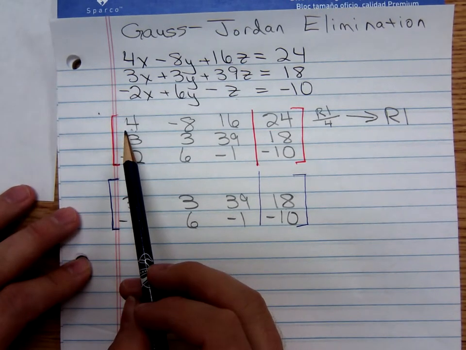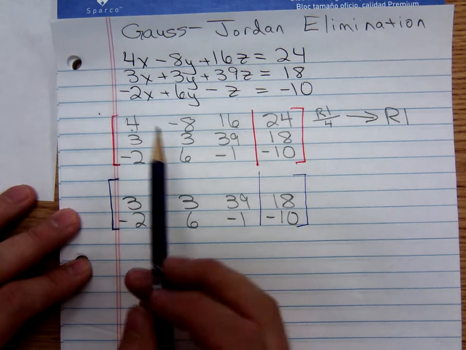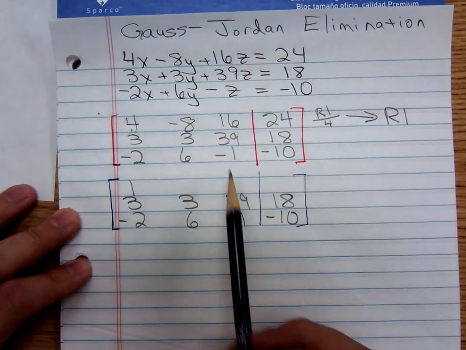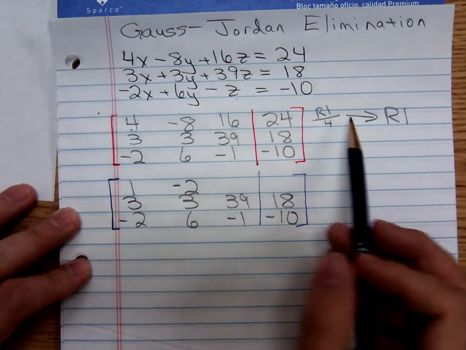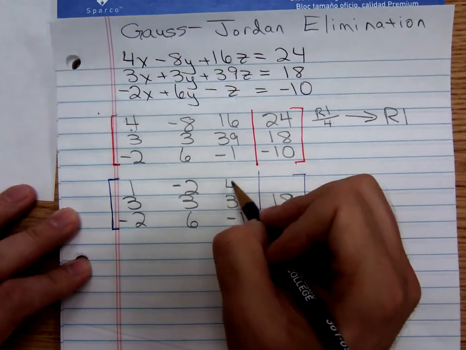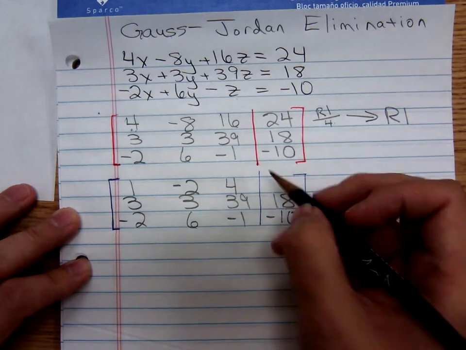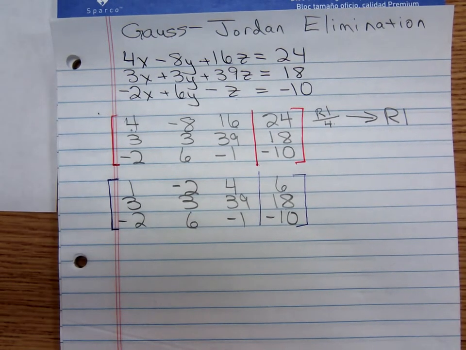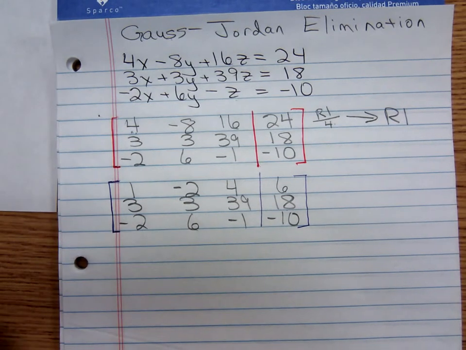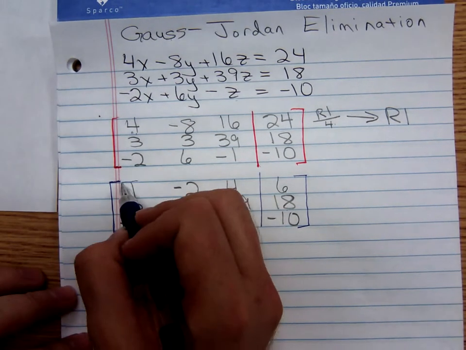Now, row 1's changing in this cycle. Divide by 4. 4 divided by 4 is 1. Negative 8 divided by 4 is negative 2. 16 divided by 4 is 4. 24 divided by 4 is a positive 6. So we now have a leading 1. Here it is. There's the leading 1.